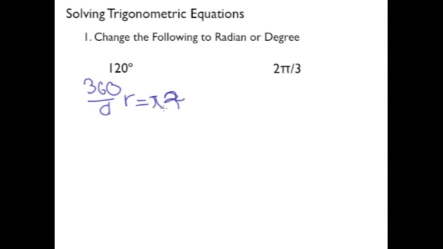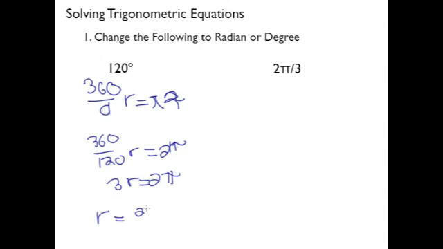Oops, there, yeah, 2 pi. So we first put the 120 here, so 360 divided by 120 r equals 2 pi. So this would become 3r equals 2 pi, which would result in radian equaling 2 pi over 3. Yay! Now let's do this one.